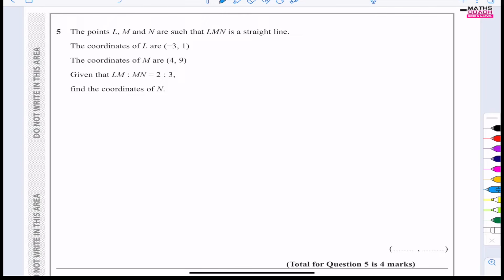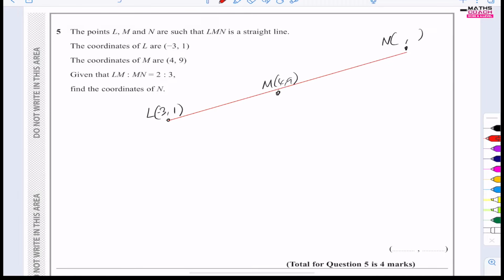So let's do a little picture or a diagram here that will help us. So let's start off with L. Let's say L is here. So L is (-3, 1). Okay, we're told that. And then let's say M is here, and M is (4, 9). And then N is somewhere up there. We don't know exactly what N is. So currently we don't know anything about N. Okay, we just know there's an X and a Y. Now this is deemed to be a straight line. So if we draw a line through here, it's not very straight. I'm just going to manipulate that a little bit to make it look as though it's straight. There you go.